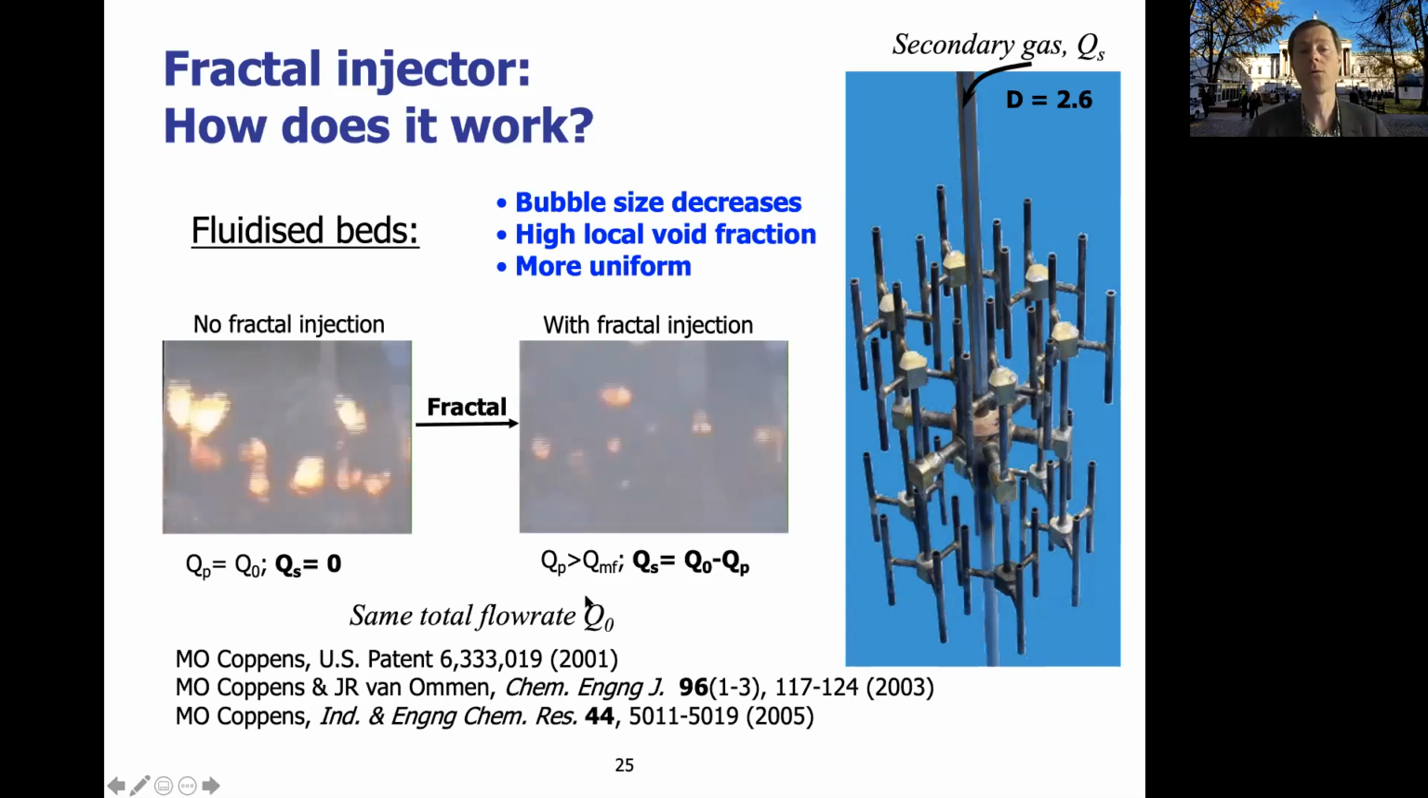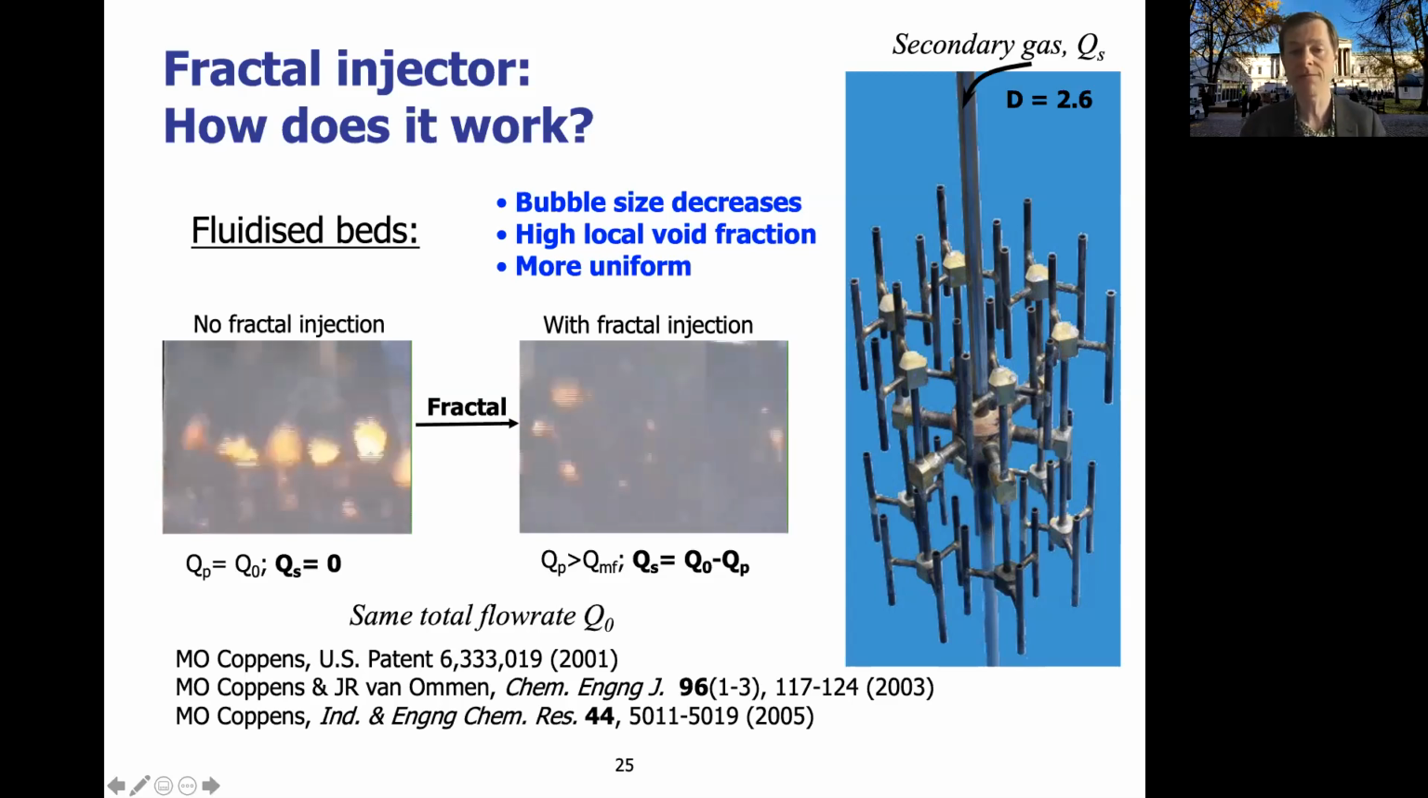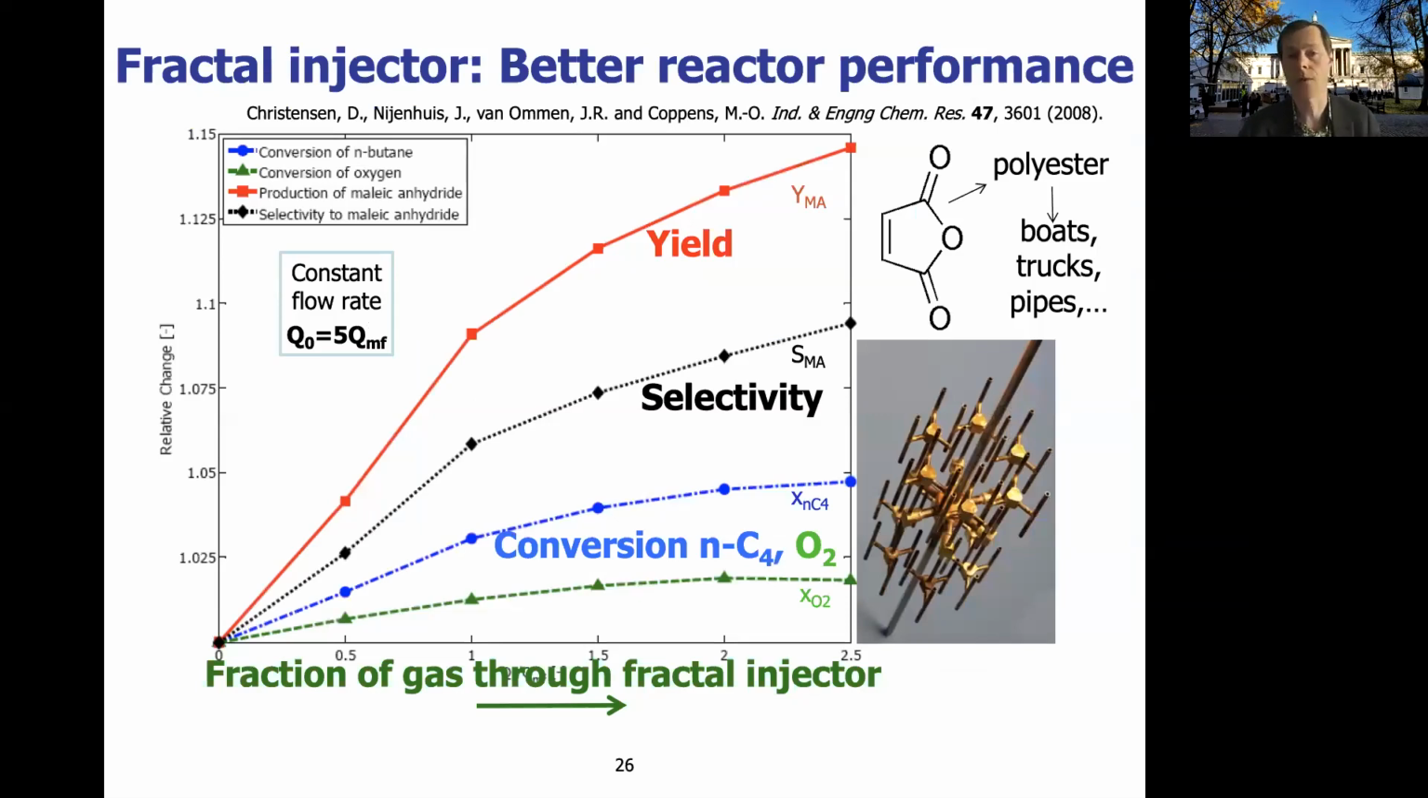Now, when you use this fractal structure, you see that the bubbles almost disappear, even though you have the same total amount of gas. So the gas is locally mixed at each of the outlets of this tree-like structure with the solid, and interacts very closely with it. And in this way, you have a much more effective, well-controlled reaction. And the result is that when you increase the amount of gas that goes through the reactor to try to make a product like the chemical you see here, maleic anhydride, which is the basis of very important polymers used in trucks and in boats and pipes and so forth, you see that the yield and the selectivity towards this product increase with the amount of gas that's going to the fractal structure rather than just going through the bottom.